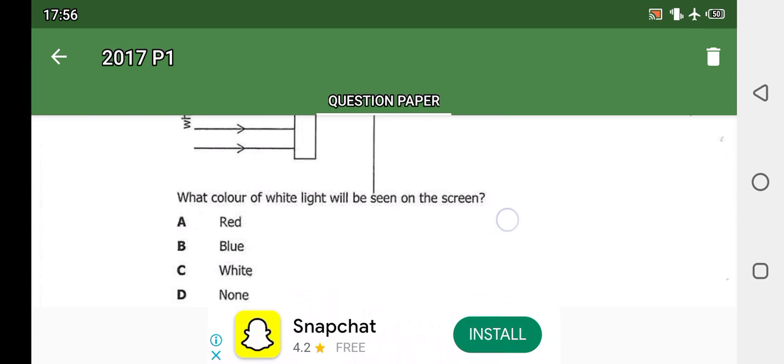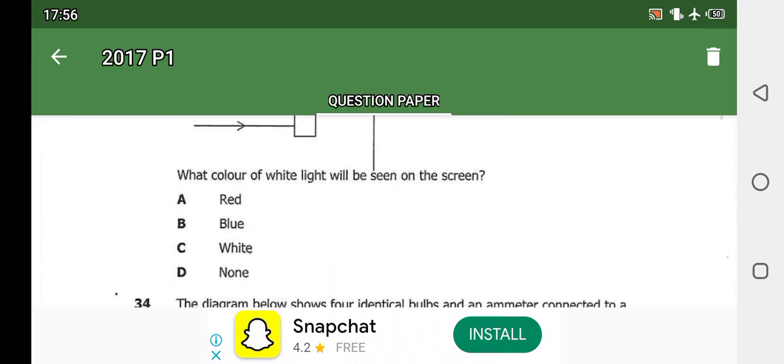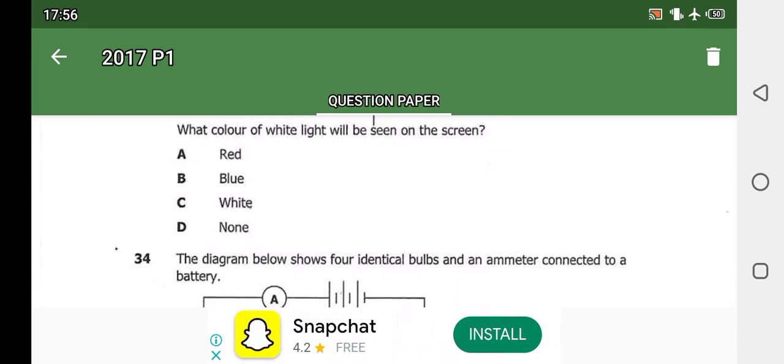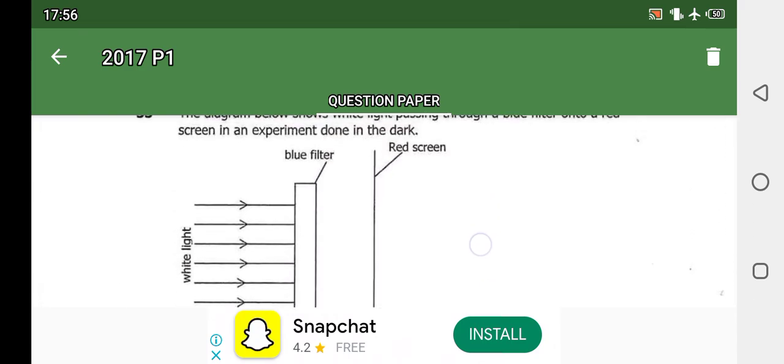So the color will be none of the above. If you mix blue and red, the color will be purple.